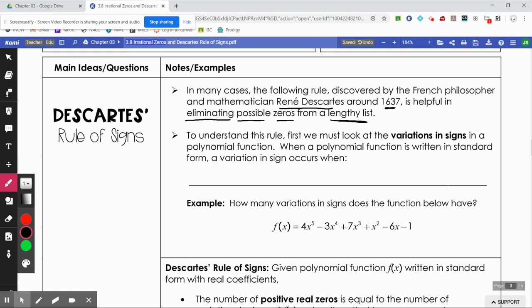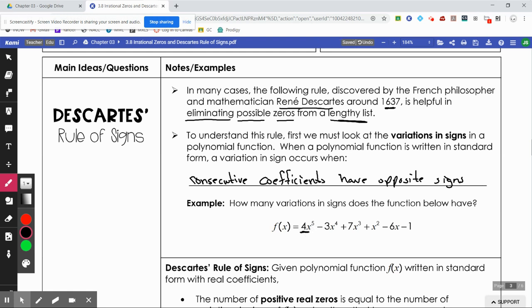To understand this rule, first we must look at variations in signs in a polynomial function. When a polynomial function is written in standard form, which, reminder, standard form is highest power down to lowest power, a variation in signs occurs when consecutive coefficients have opposite signs. So this will be pretty easy to find. When you go from a negative to a positive or a positive to a negative, then you have a sign change. So how many variations in signs does the function below have?